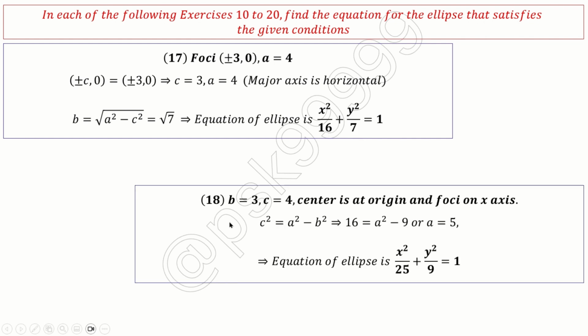Okay. So this is b and c are given, and the center is at origin and foci is on x-axis, which is given very clearly. Okay. So 2b is my minor axis length, 2a is my major axis length. From b and c, I can get my a value, which is nothing but a is equal to square root of 16 plus 9, which is 5. Okay. Then the equation of ellipse is x square by 25 plus y square by 9 equal to 1.